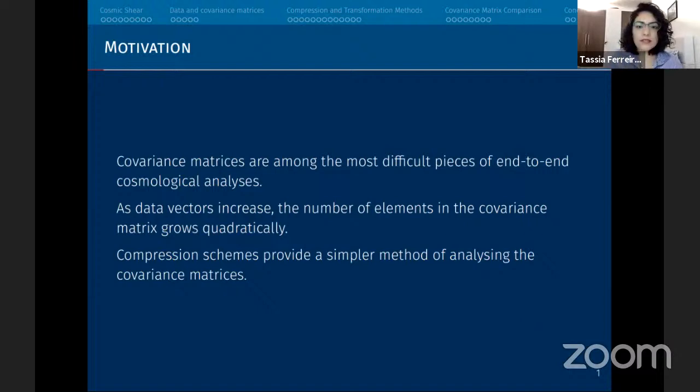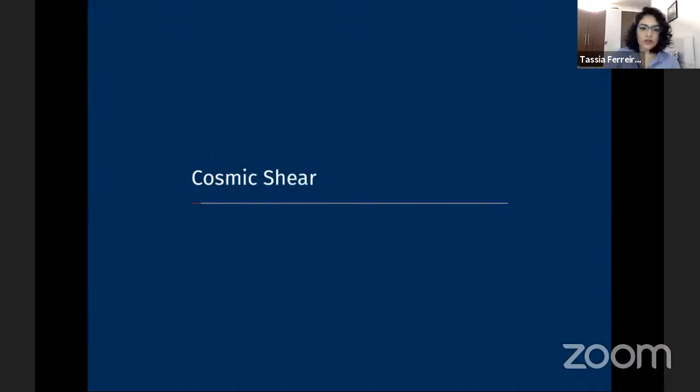And one of the ways that we look into for finding a simpler method of analyzing these covariance matrices, and I want to say possibly even obtain them in an easier and faster fashion, is to use compression schemes. So they provide a simpler method of at least analyzing them. So now I want to start with the cosmic shear, which is the observable that we're using here.